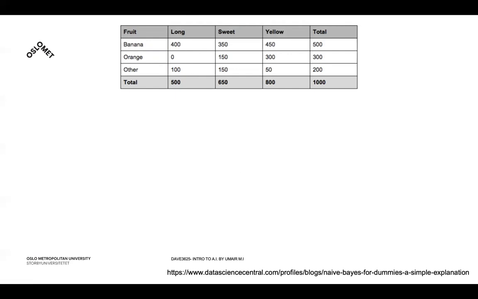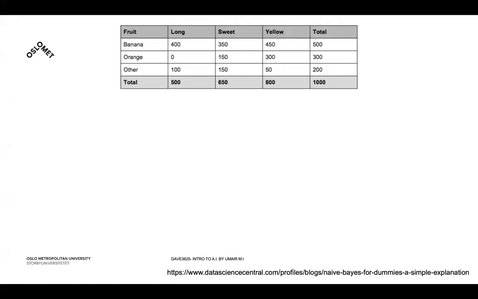So let's assume we have this data set in front of you. You have a data set of fruits, with three features on it. The fruit itself is a banana, orange, or something else. And the features are that it's long, how long would it be, how sweet it would be, and does it have a color, yellow or not? And you have given different weight based on different fruit.